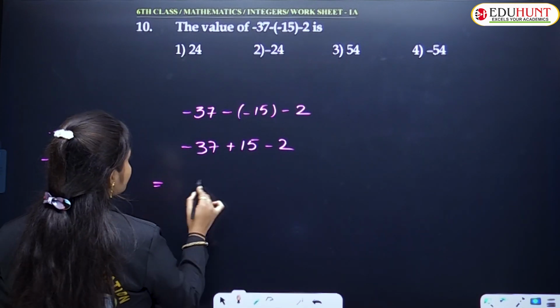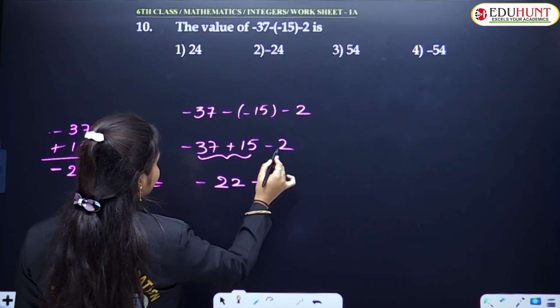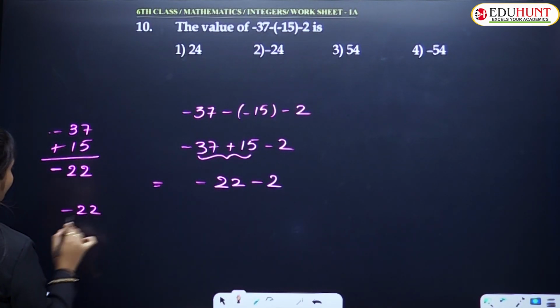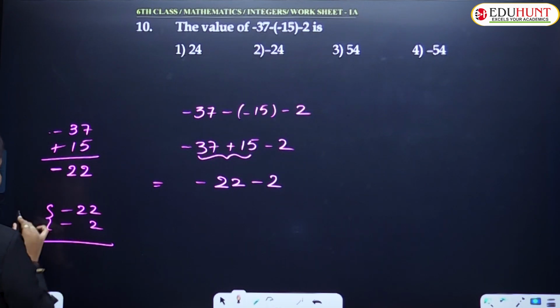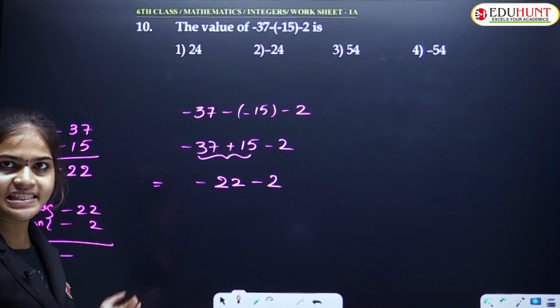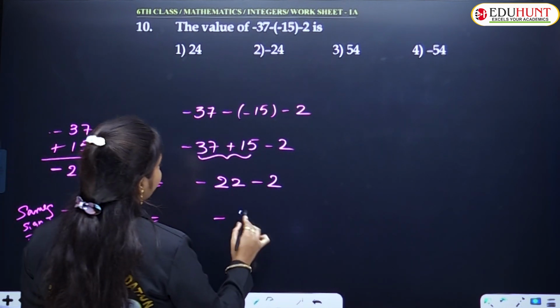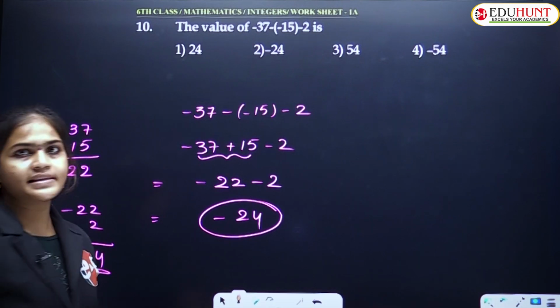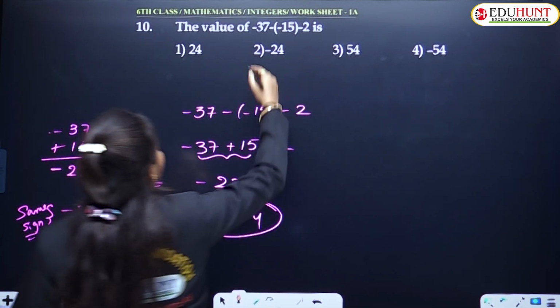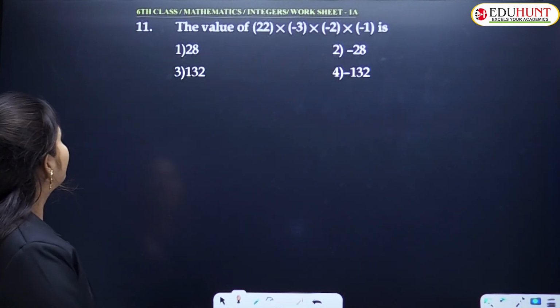Next, which is equal to minus 22 minus 2. These two also have the same sign. That's why here again we have to keep the same sign. There is no change in its sign, but we have to take its addition. 22 plus 2 is 24. So minus 24 is the answer. Understand? So which option is correct? Minus 24. Am I clear? Yes. Next, the 11th one.